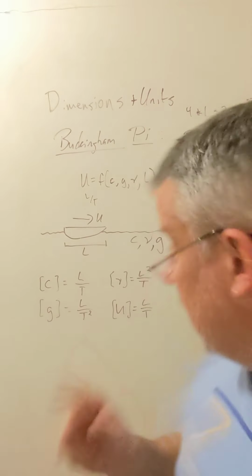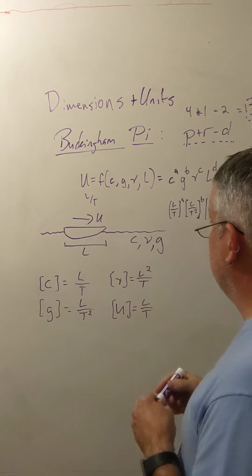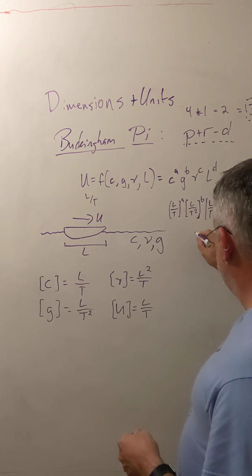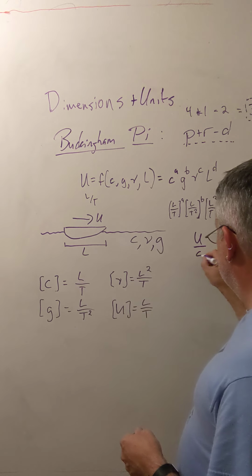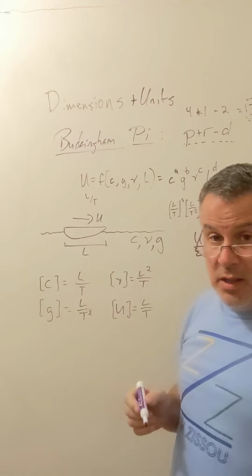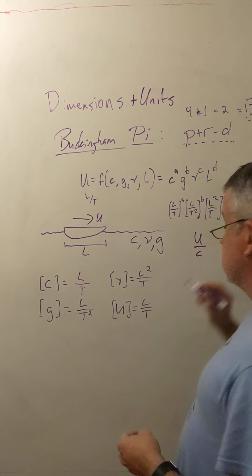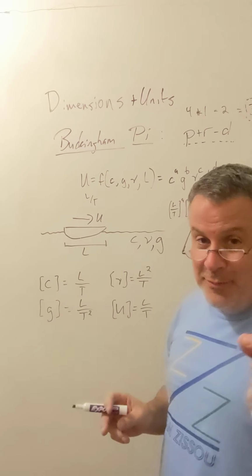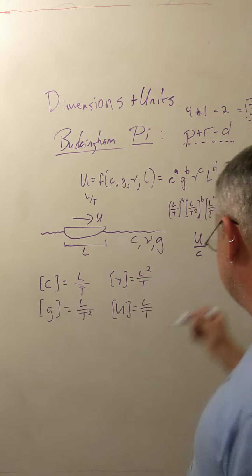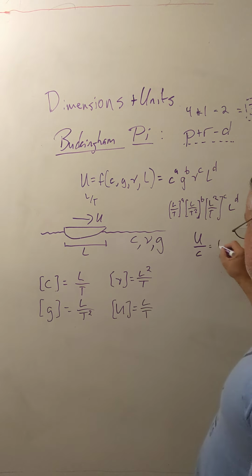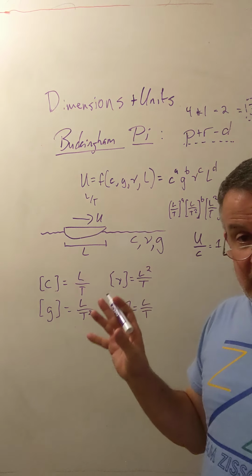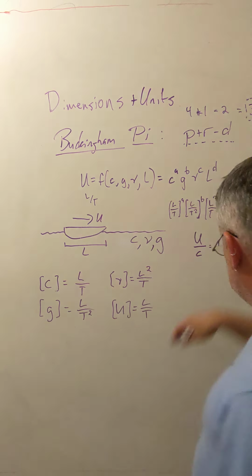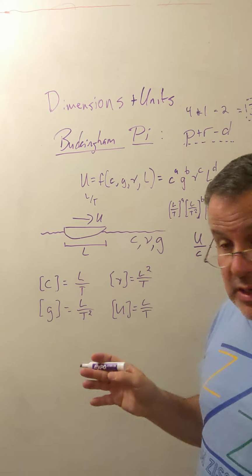Okay, so let's see what an example pi factor might be. Pi 1 is u over c. We already talked about that one. That's the Mach number. So suppose this boat can go right up to the speed of sound and no faster, then we might say that the Mach number was equal to 1. That's the prediction for the speed. Forget all the other parameters. That's not what it is.